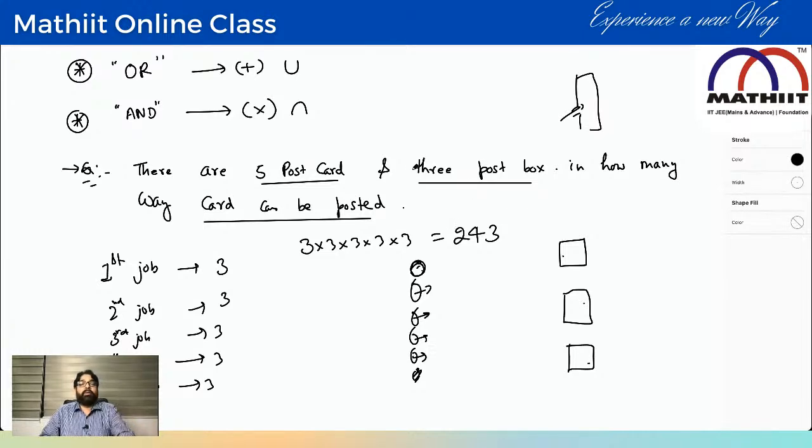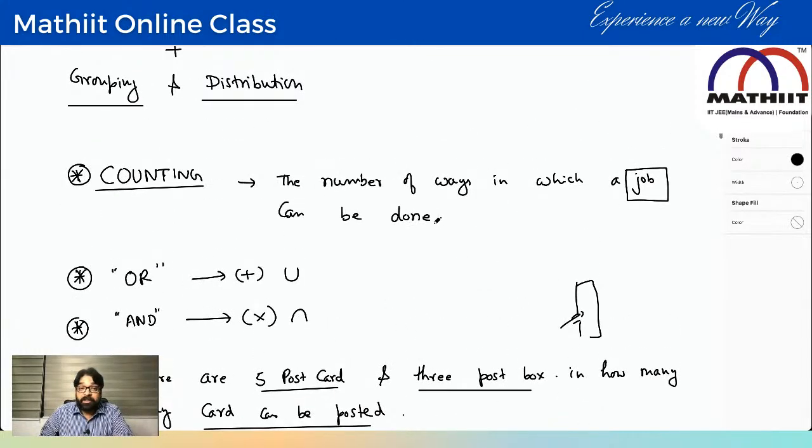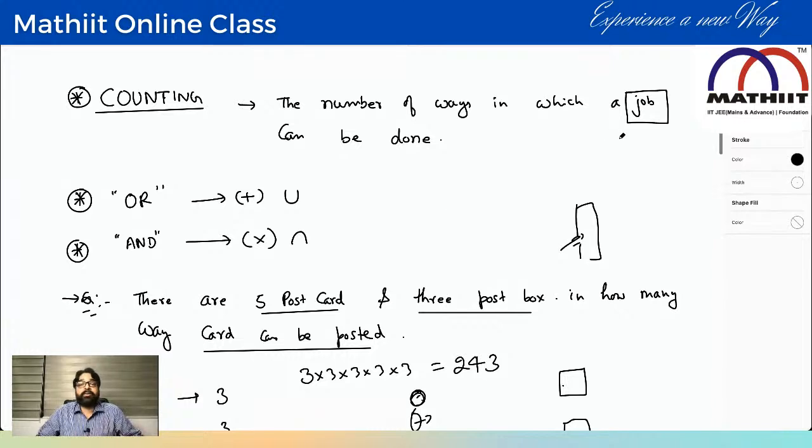So this is what I'm trying to tell you. I didn't start permutation combination yet. I'm just trying to teach you what is the meaning of the job. You have to identify in the question what is the job. Believe me, after that, nothing is there in this chapter. So job identification is very important.